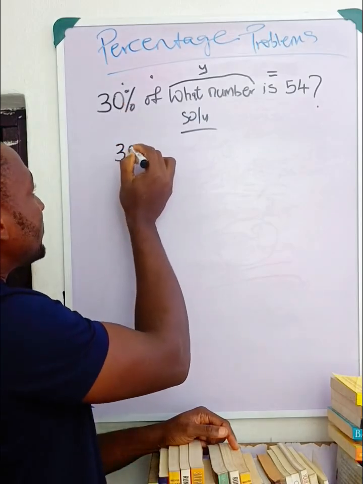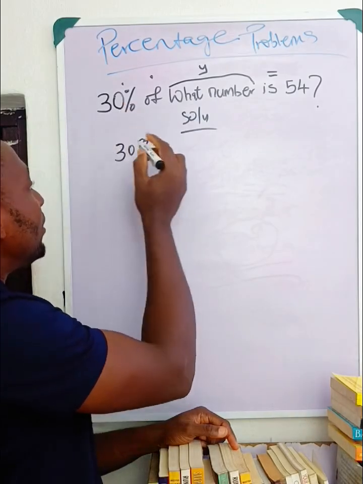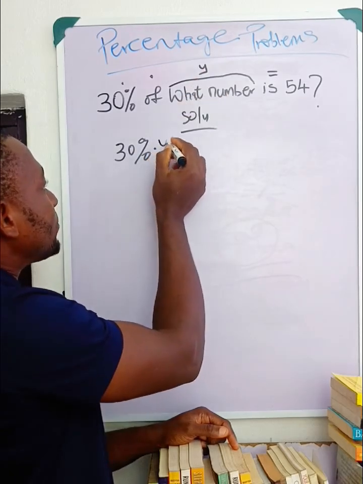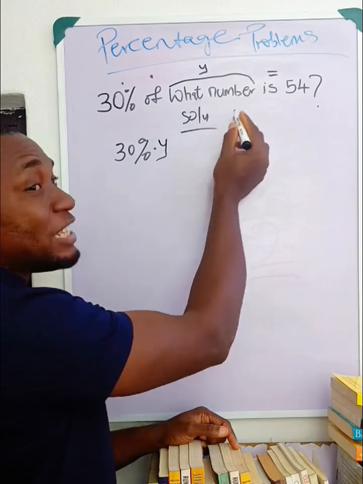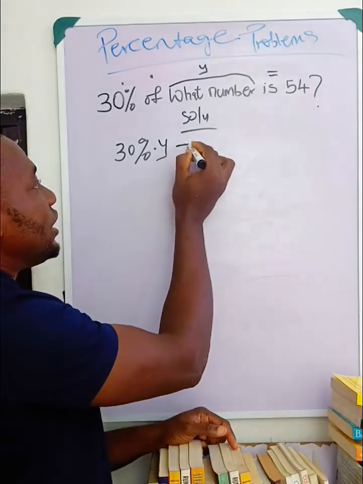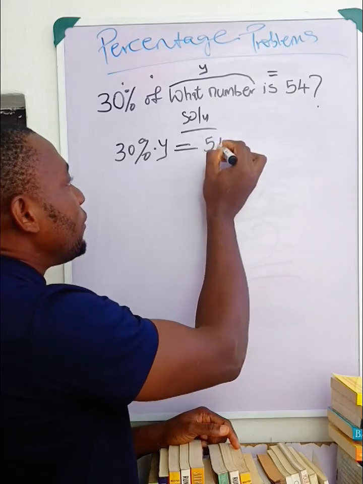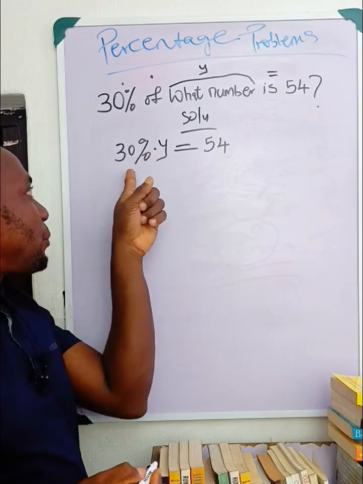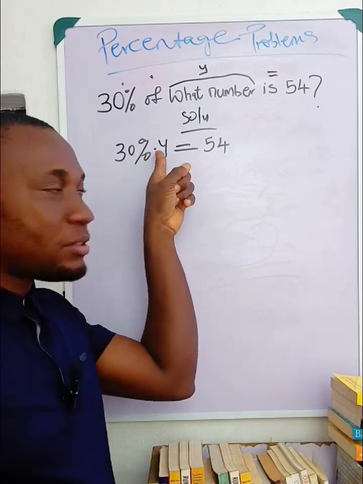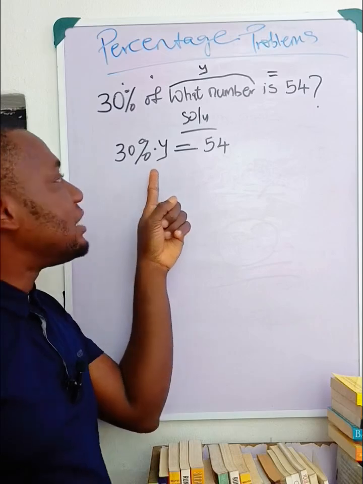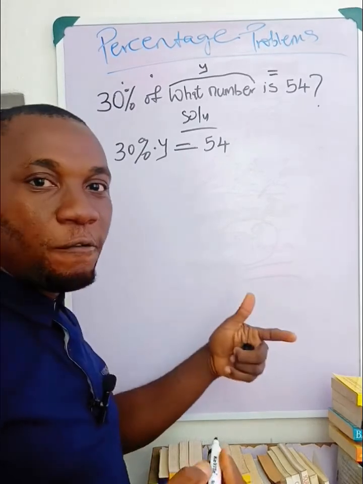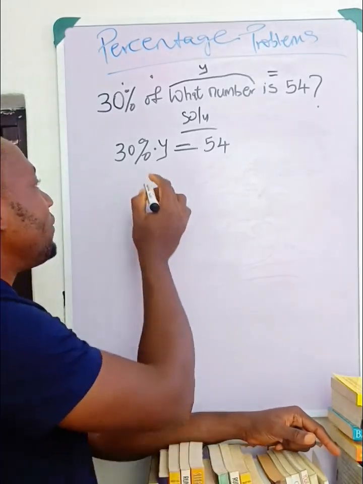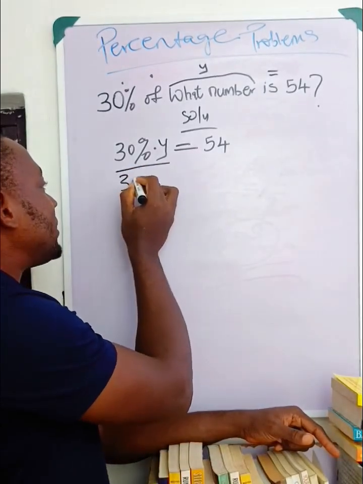30% of y, which is a certain number we don't know, is equal to 54. What is holding 30% and y is multiplication, but we are looking for y. Therefore, we have to make y the subject of formula. For us to make y the subject of formula, we divide both sides by 30%.